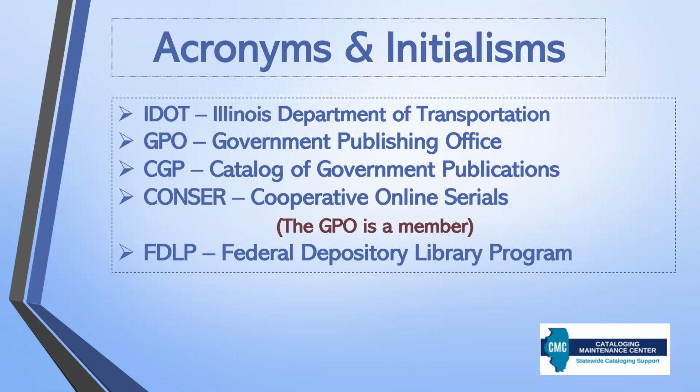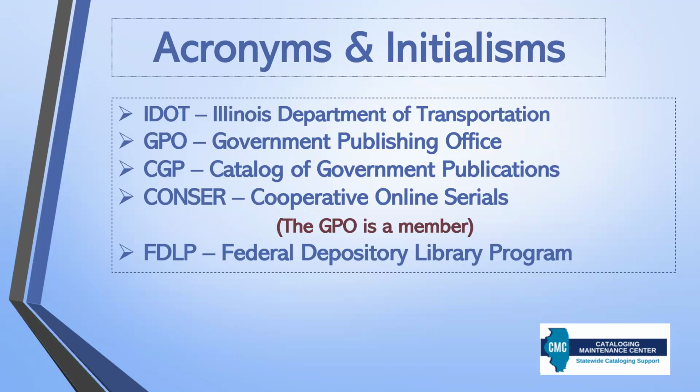Okay. The CGP is the authoritative source of all GPO bibliographic records and cataloging activity. So that is the Catalog of Government Publications. That's the authority where libraries would go for authoritative bibliographic records. Government Publishing Office records obtained from other sources may have been modified by other cataloging metadata agencies and thus are not the authoritative versions of the records.